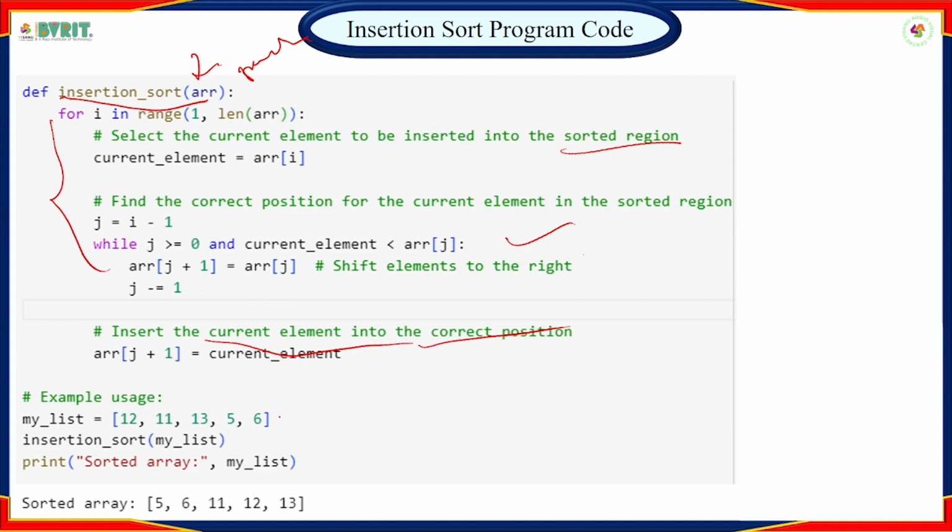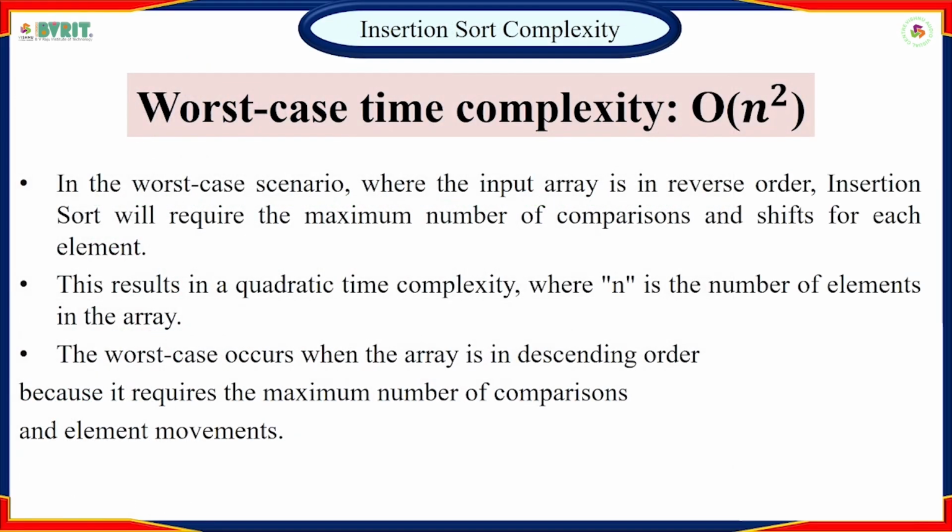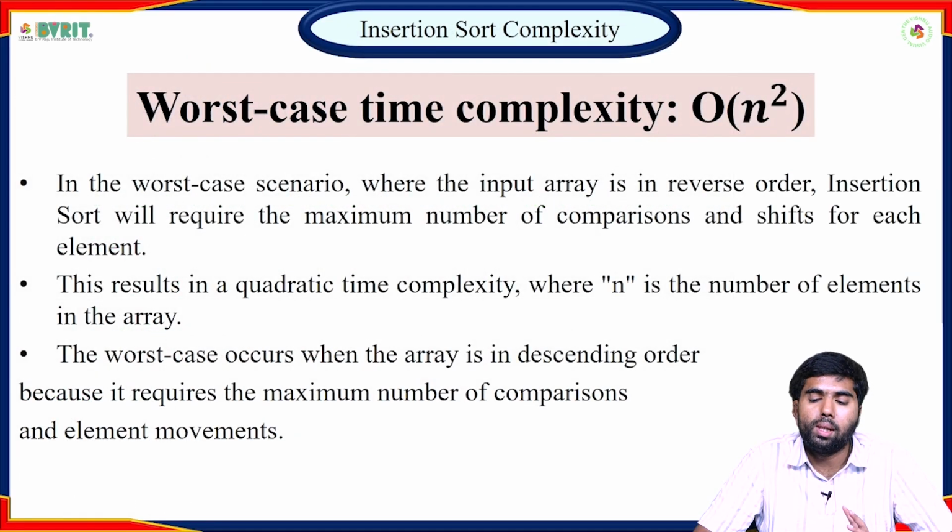So this is a small list. For insertion sort, we are just calling the function using our list. Then we print the sorted array, then my list, and we get our sorted array. So this is what our insertion sort programming code looks like. Clear? So moving to the important complexity part of our insertion sort.